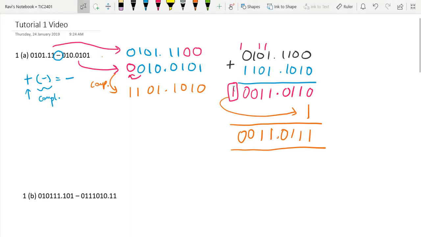Now let's go on. Of course, if you want to verify it, you can go ahead and check in terms of the actual decimal value for this and the fractional value of this. That I leave it to you to do. Let's go on to part B.